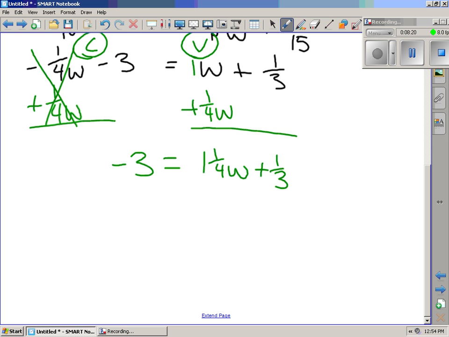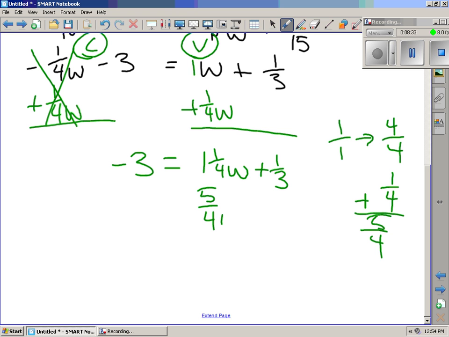And I could have changed the 1 so that it has a denominator of 4. And then when you would add it, you would get 5/4. So you could also do it that way, 5/4 w plus 1/3.